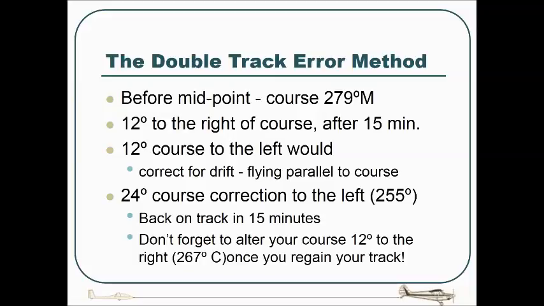Now, don't forget, once you regain track, to change your course 12 degrees to the right, which is 267 degrees. So notice what we've done is we've compensated by turning left 24 degrees. When we get back on track, we turn right 12 degrees, which means we've kept in the first 12 degrees of compensation to correct for drift.